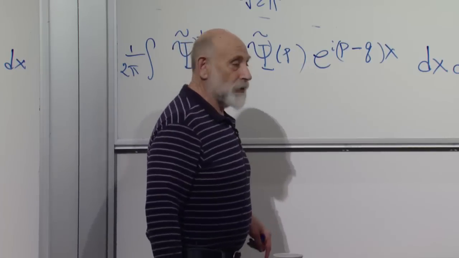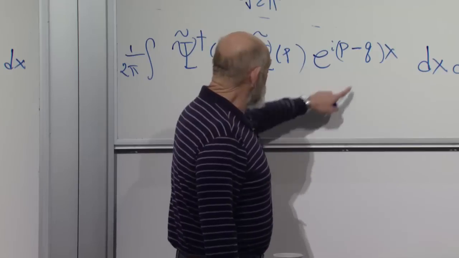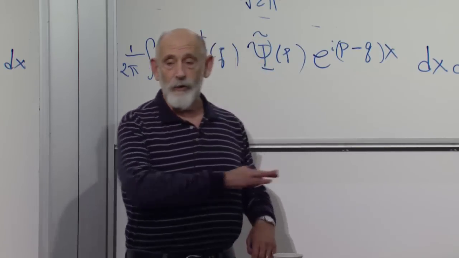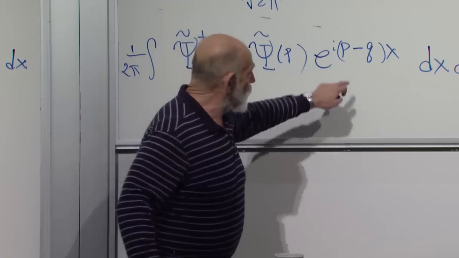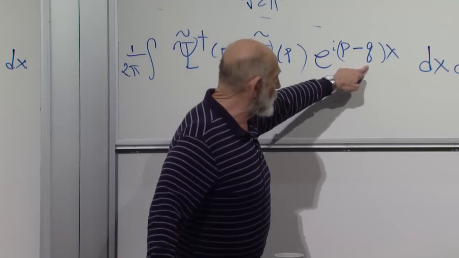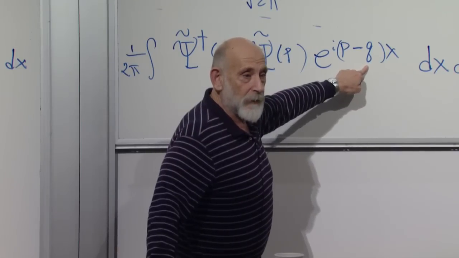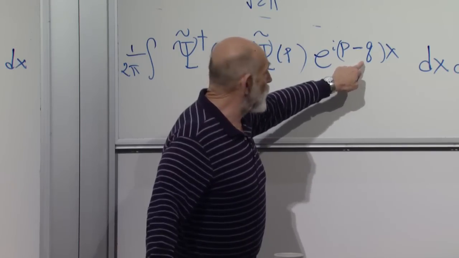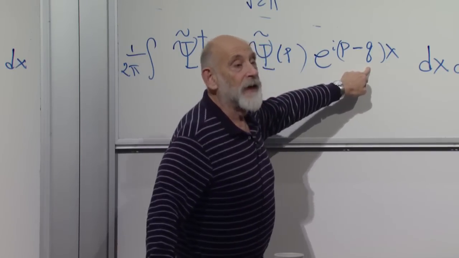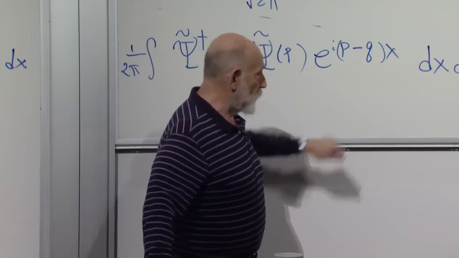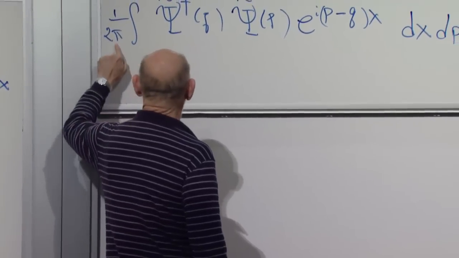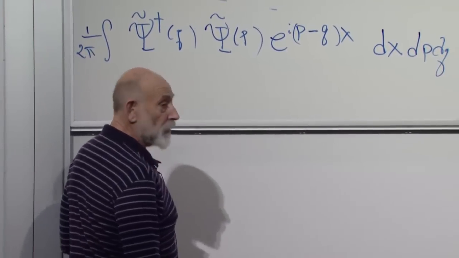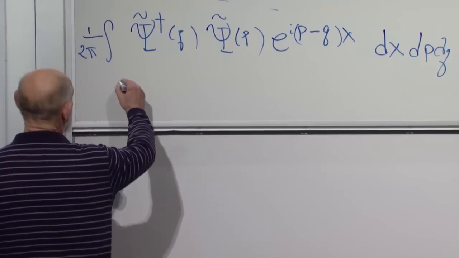On the other hand, if p is equal to q, then this is just one, and the integral of one over all space is infinite. So this is a function of p minus q, which is zero if p is not equal to q, and it's infinite if p equals q. Obviously, this is proportional to the Dirac delta function, and with the 2 pi there, it is the Dirac delta function.